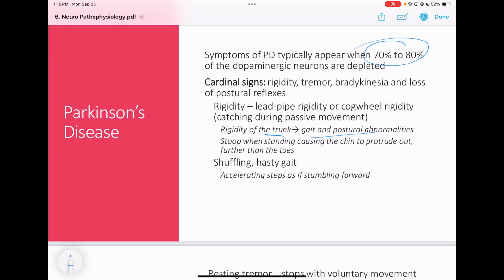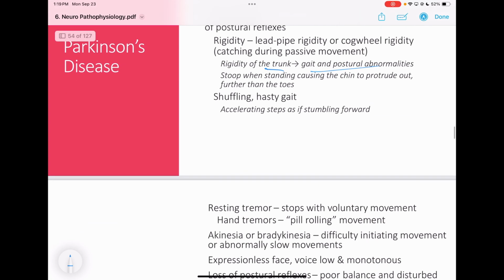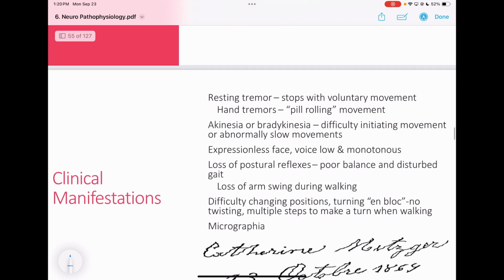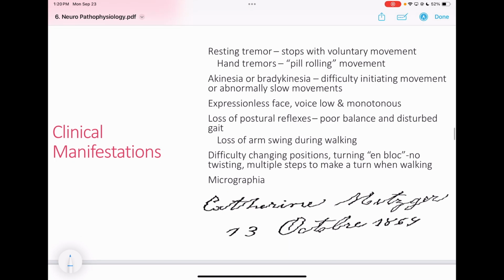Shuffling, hasty gait. They accelerate the steps as they're walking because they figure they lose balance, so they start walking a little bit faster. Some clinical manifestations, more resting tremor. Stops with a voluntary movement. Very important for Parkinson's. They're going to have a resting tremor. But you say, okay, fine, touch my finger. As they come closer, the tremor goes away. So with purpose, the tremor goes away. Involuntary, they're going to have a resting tremor.